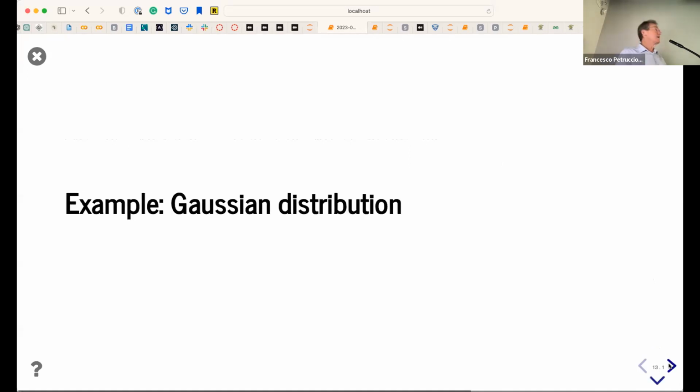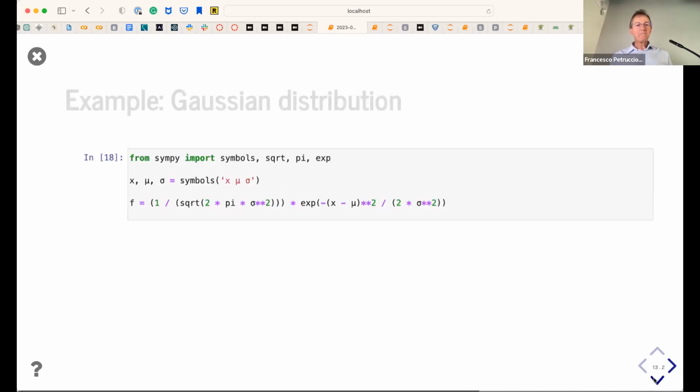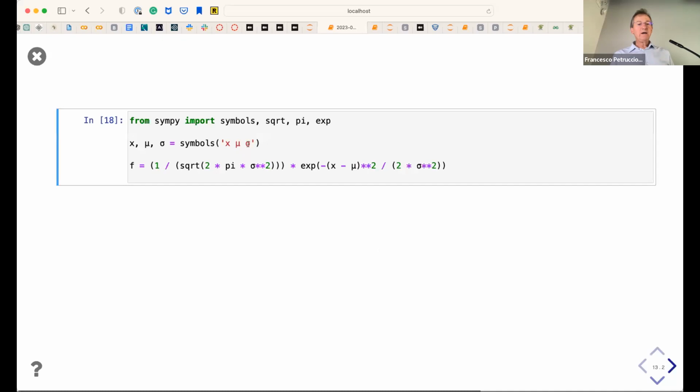Now let's start doing a less trivial example. Regardless of your discipline, at some stage in your career you've met a Gaussian distribution. So let's try to do a Gaussian distribution in SymPy. Forget about the first line; you have it already because you imported the whole of SymPy as SP.